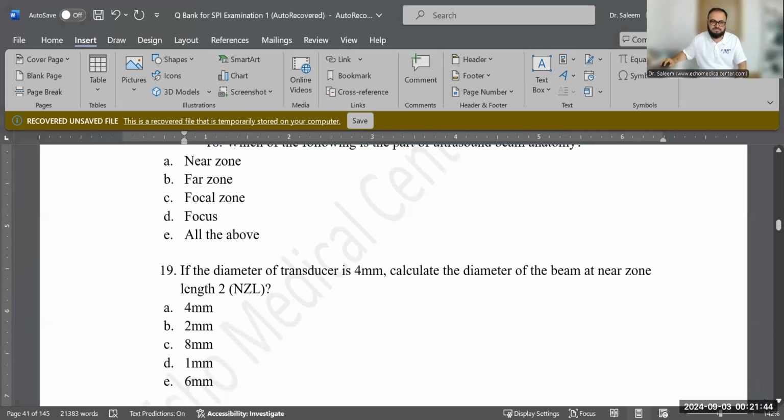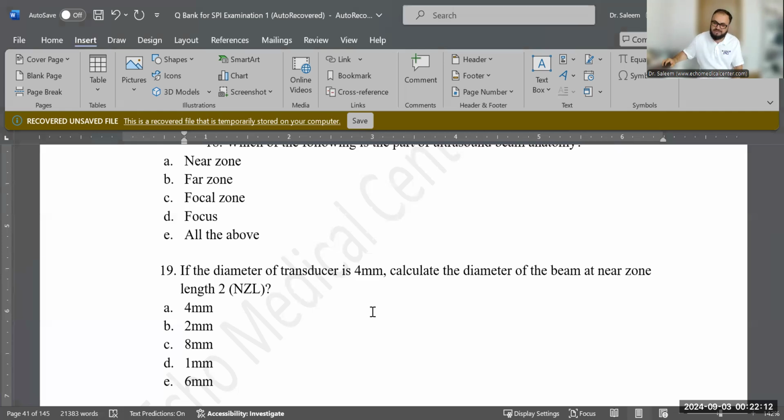Next question. Okay, if the diameter of the transducer is 4 millimeter, calculate the diameter of the beam at the near zone length 2, NZL2. So what will be the correct option from the following? If your transducer diameter is actually 4 millimeter, what do you think? In NZL2.